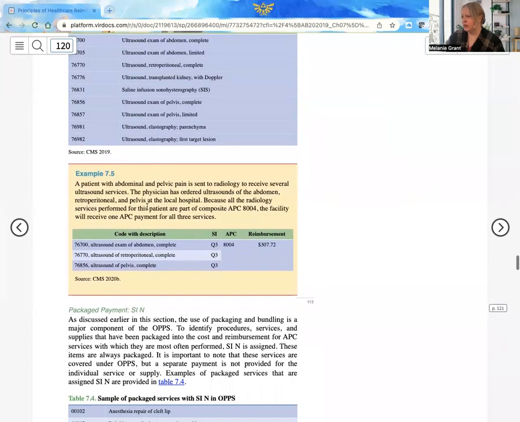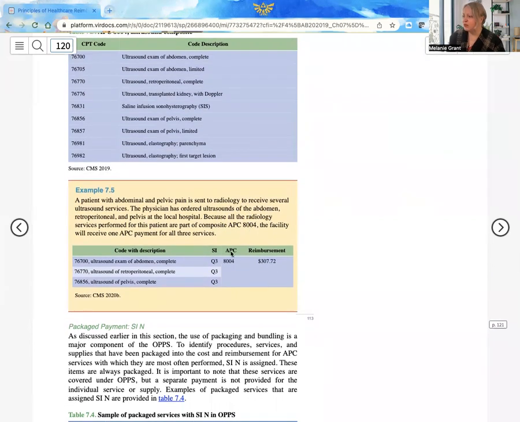So as an example of this, we have a patient with an abdominal and pelvic pain sent to radiology to receive several ultrasound services. The physician orders ultrasounds of the abdomen, retroperitoneal, and pelvis in the local hospital. All of these radiology services are found under the composite of APC 8004, as we saw above. So there's only one payment for each of these three services. This is also the basis of how Medicare will determine what's called NCCI edits or bundled services.